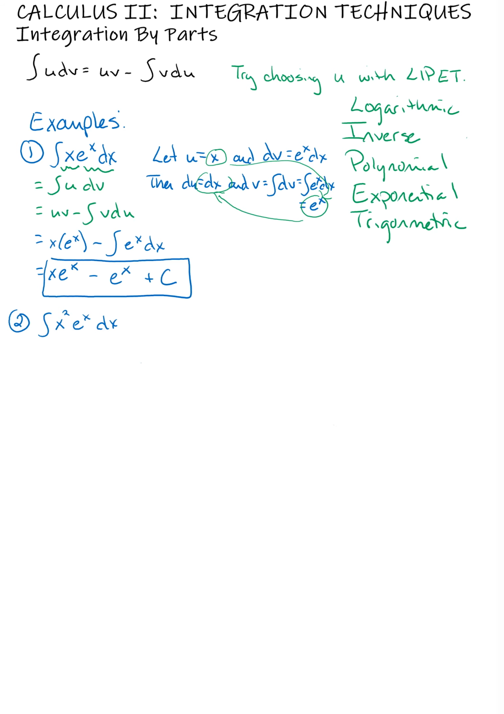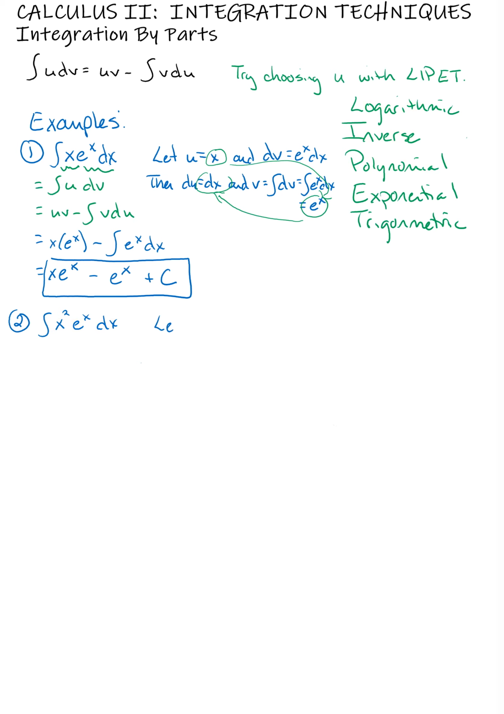Let's take a look at the second example here. We're going to integrate x squared e to the x dx. Again, going through the list, I don't have anything logarithmic, I don't have anything inverse, but I do have a polynomial function, and that's where I'm going to start with my u value.